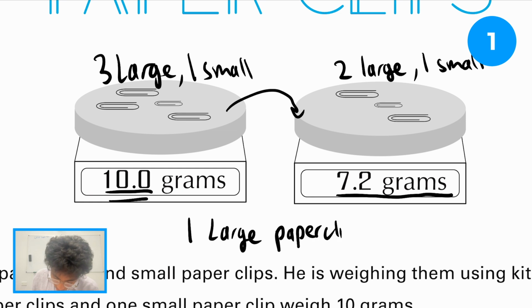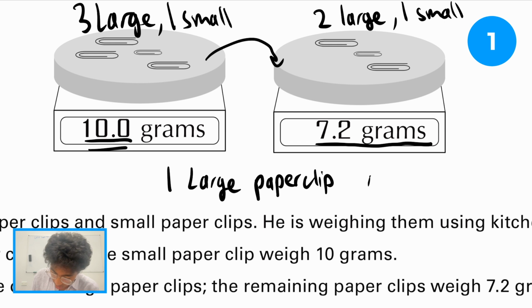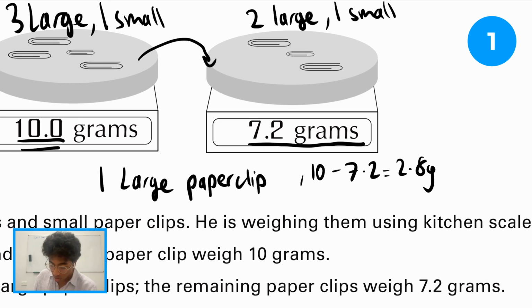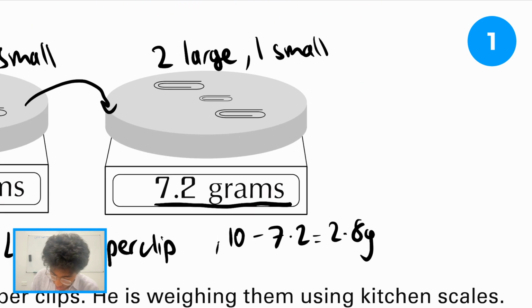And see how the weight dropped from 10 grams to 7.2 grams? The weight dropped by what? If we do 10 minus 7.2, the weight dropped by 2.8 grams. This means that when we removed 1 large paper clip, we lost 2.8 grams. Therefore, the large paperclip must weigh 2.8 grams, right? So 1 large paperclip must weigh 2.8 grams.